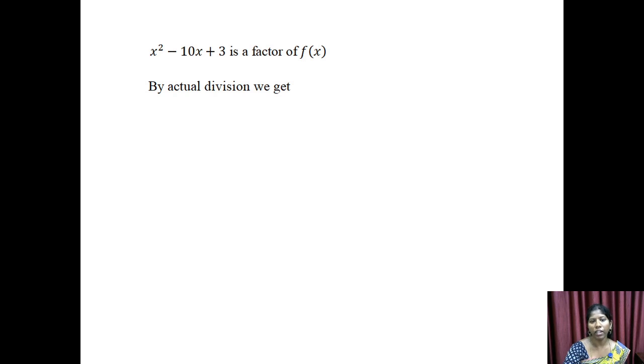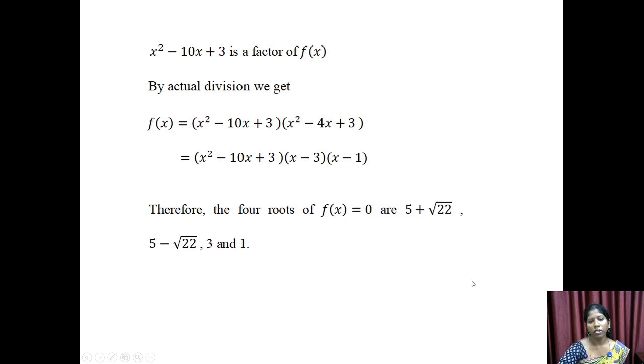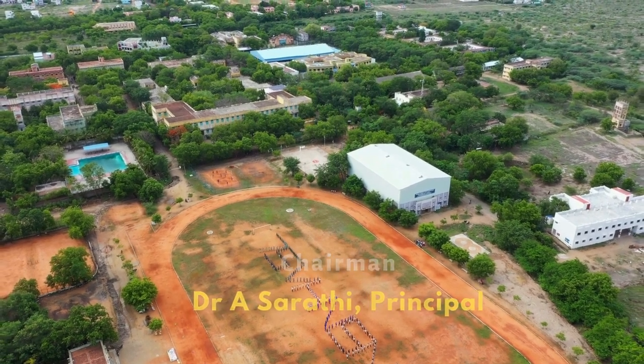We can actually divide the polynomial f of x by x square minus 10x plus 3, and we get x square minus 4x plus 3. On factorizing this we get x minus 3 and x minus 1. So let me conclude the problem. The 4 roots of the equation f of x equal to 0 are 5 plus square root of 22, 5 minus square root of 22, and the remaining 2 roots that we got from here, which are 3 and 1. Thank you. Let's continue in the next series.